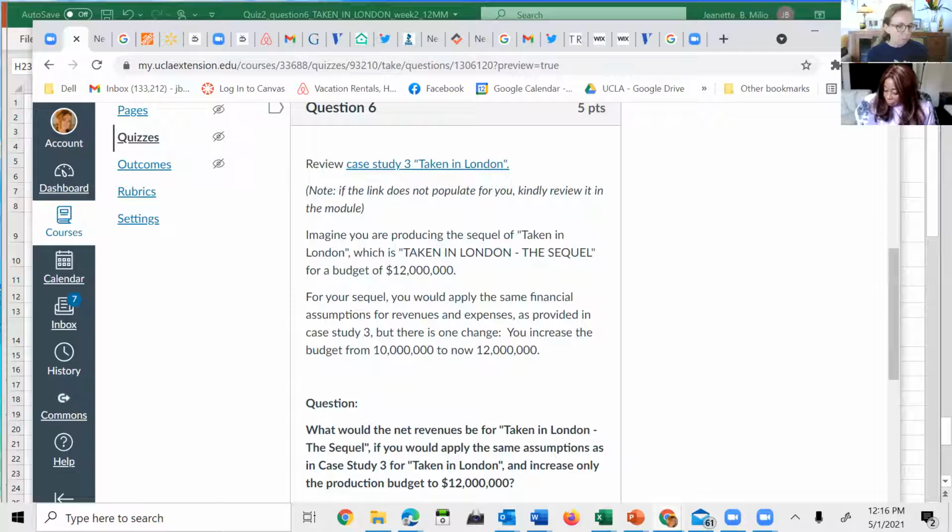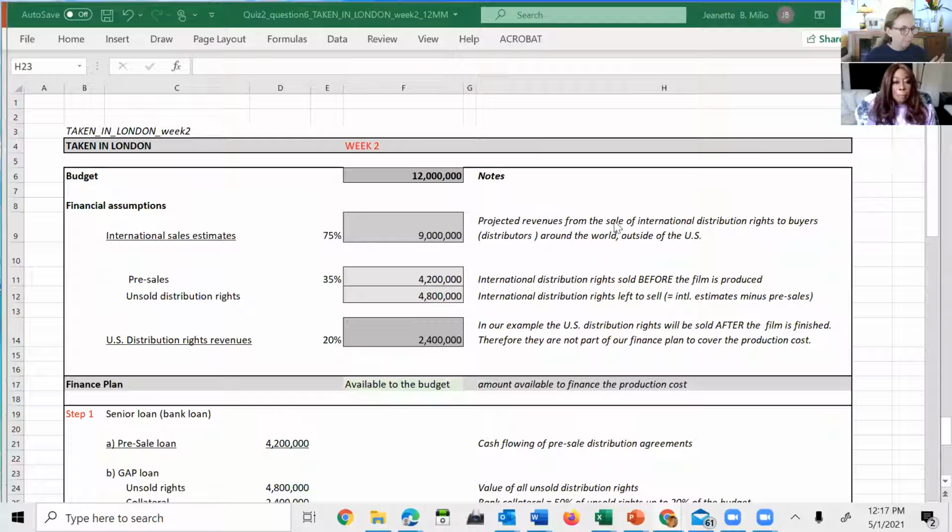And the question would be, what net revenues would we have if we increase the production budget? So basically, this quiz question asks you, if you do case study 3, everything is the same, and the only thing you're changing is the budget, how much money is going to be your net revenue? That's the question. So here's how we're going to do this. We're going to do this together. I'm going to move this over here. Do you see the case study?